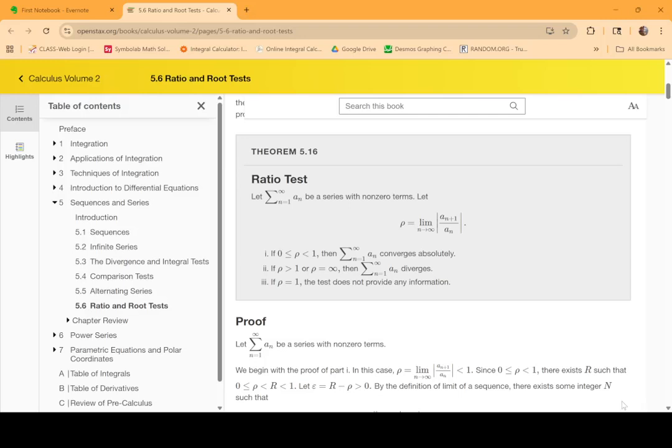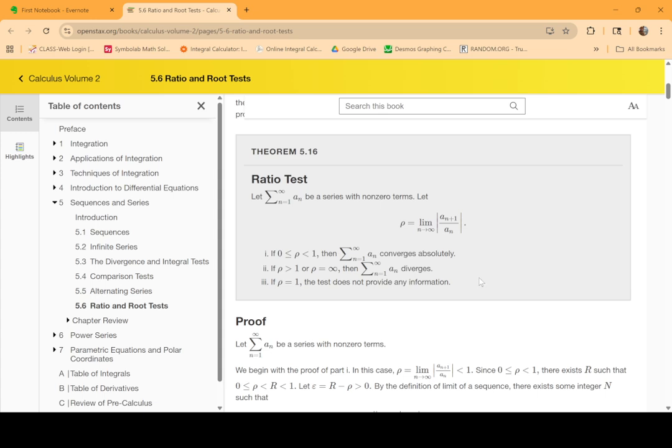Okay, so in this video we're going to take a look at the ratio test. Now the ratio test, as we can see, is here in front of us. We start with a series with non-zero terms. Here they could be positive or negative, so this will work for alternating series as well. We take the absolute value of the n+1 term over the n term, and we evaluate the limit as n goes to infinity.